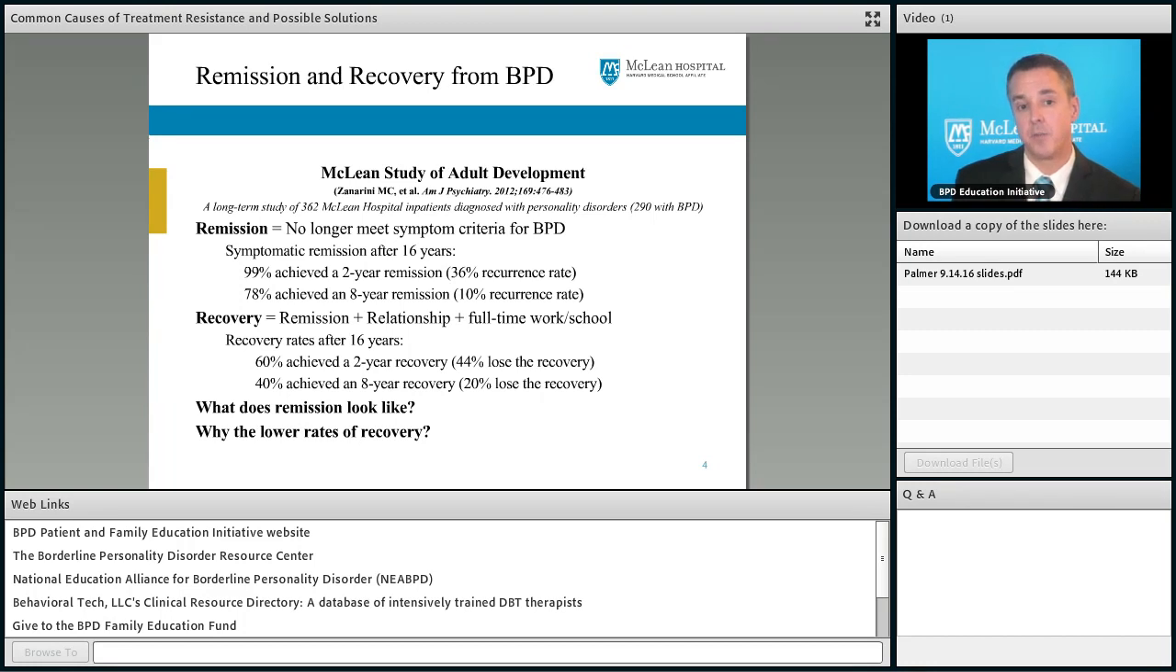So what does remission look like? I've defined remission as no longer meeting symptom criteria for BPD, but what does it look like? It does not mean the absence of symptoms. Remission just means you don't meet criteria anymore, and meeting criteria means you have to have 5 to 9 of the symptoms. So if somebody has 4 of the symptoms still, they would be in remission, even though those symptoms might be causing problems in their life.